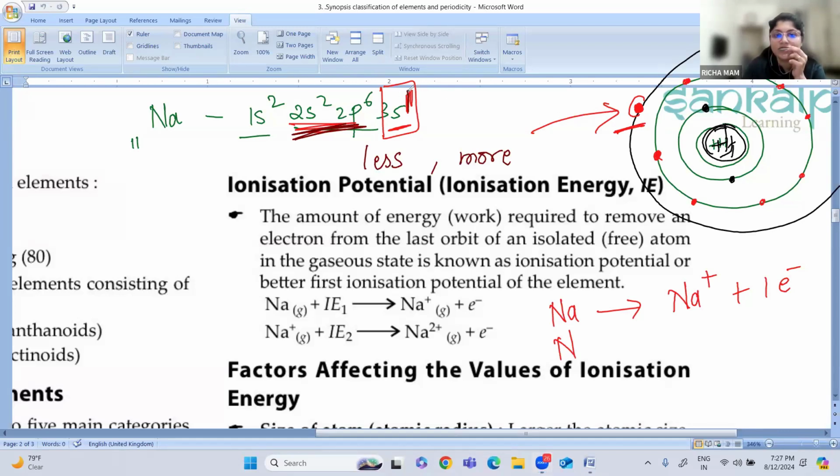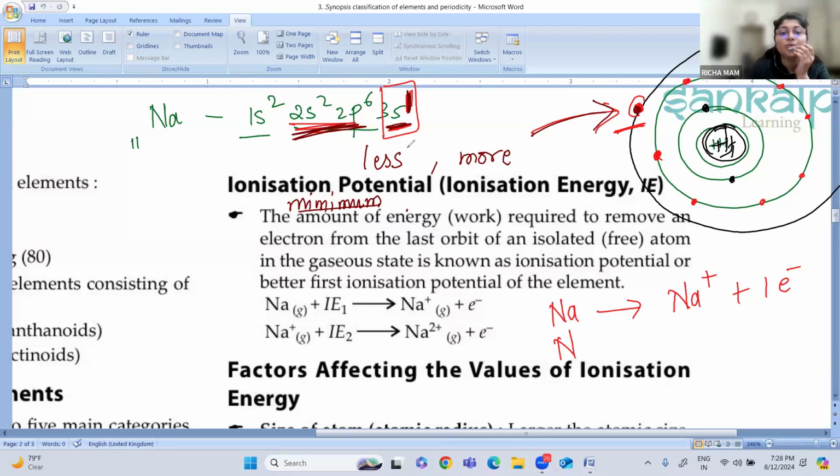Now I have removed this. Okay, what is this? To remove this electron, it will be easy. Why? Because there is only one electron. So it is a minimum, very minimum amount of energy required to remove.